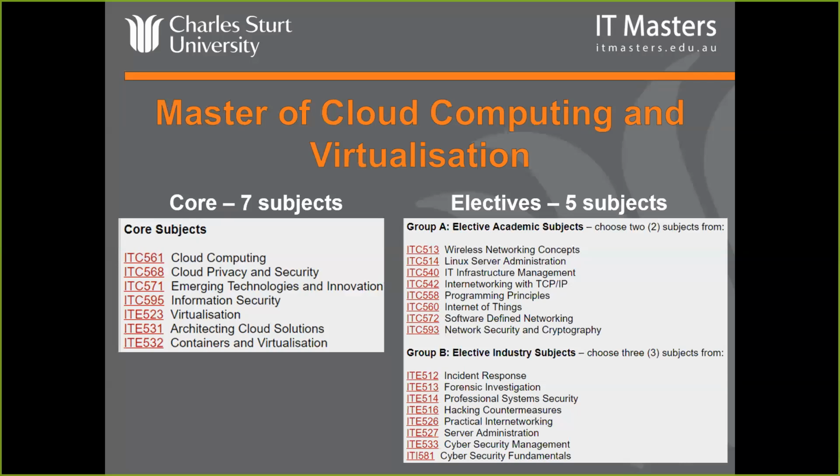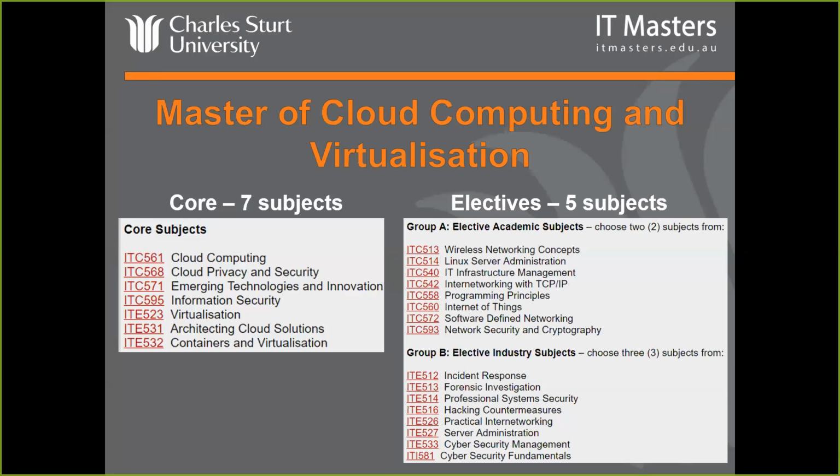On the right-hand side, you can see there's a number of electives. That gives you a bit of scope to tailor the award to suit yourself. So there's 5 subjects there. You need to choose 2 from one block, 3 from another, and that makes up your entire master award, 12 subjects. That will take you about 2 years to complete part-time. So that's going at a fairly steady rate. You can speed things up, you can slow things down.